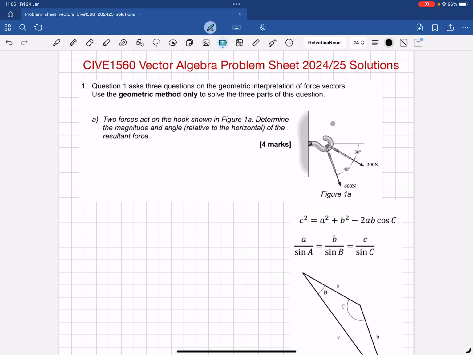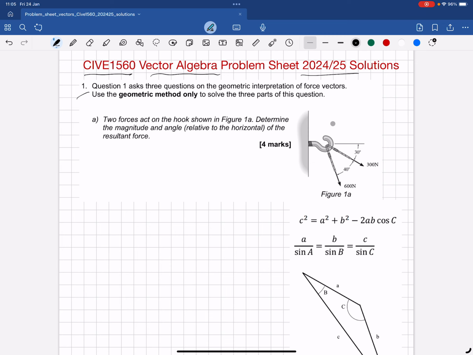Okay, I'm going to take you through the solutions to the problem sheet for CIVE1560 vector algebra for the year 24-25. Okay, the sheet consists of 5 questions all on vector algebra.